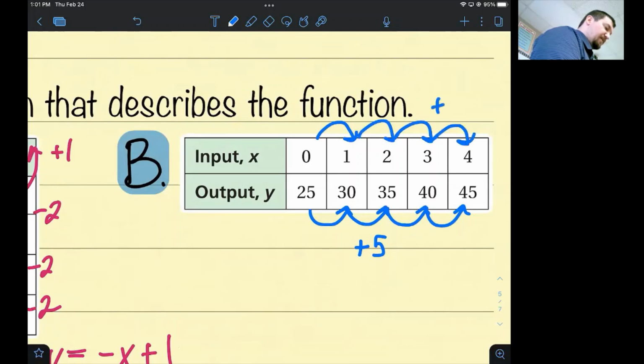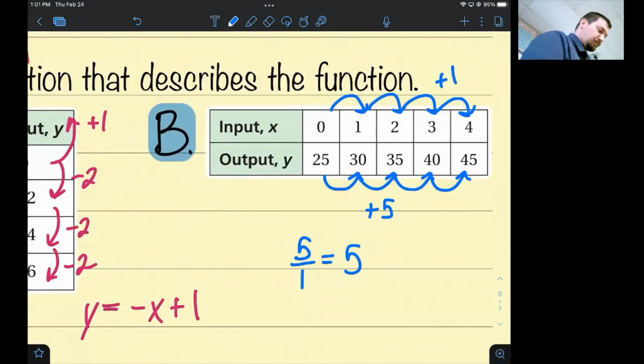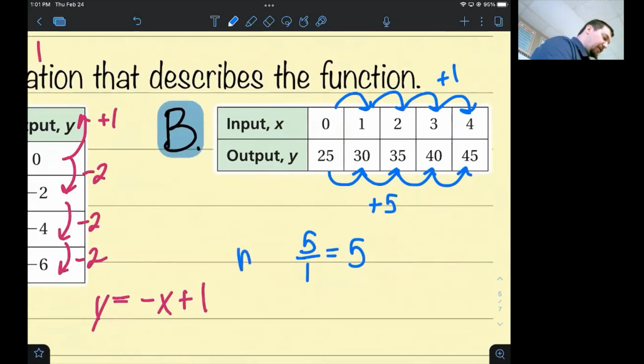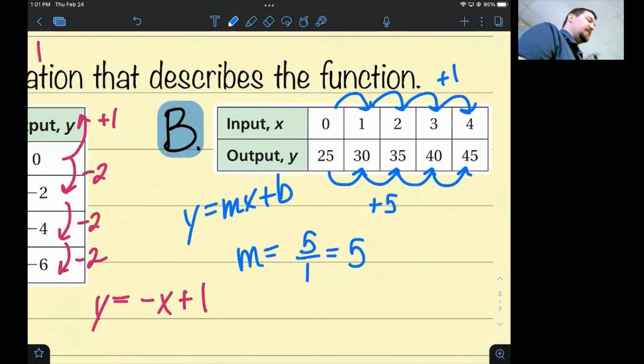So Carter Shannon, if I put rise over run, is that 5 over 1 or 1 over 5? 5 over 1, and what's 5 over 1 the same as? 5. Shane, thank you. You know what to do. So our m value, and again, we're writing these as y equals mx plus b. This is called slope-intercept form. You remember that from chapter 4 a while back. Our m is 5.